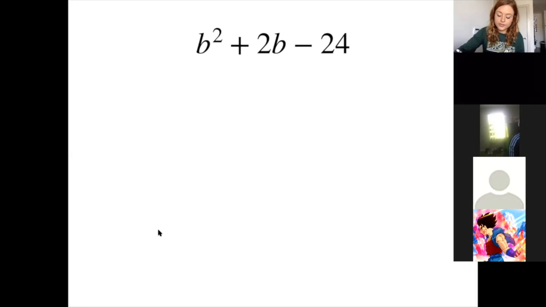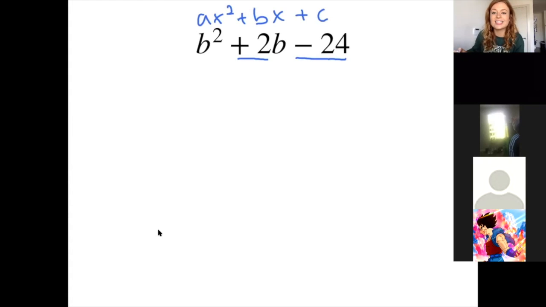Okay, and then the other difference is this time our C is negative. So we have ax squared plus bx plus c. This time our b is positive 2 and our c is negative 24. So it's going to look a little different because it's a negative number. Let's still look first at the factors of 24. We want to decide what multiplies to be 24 but adds to be 2.